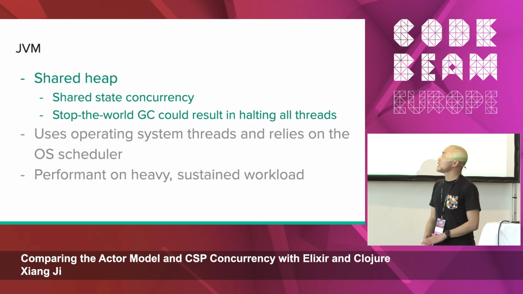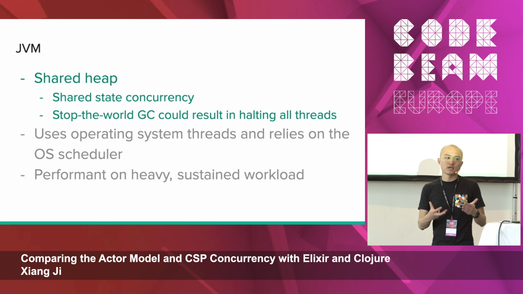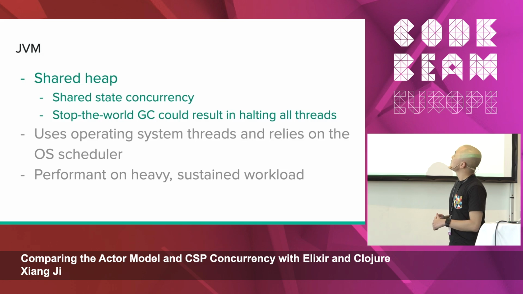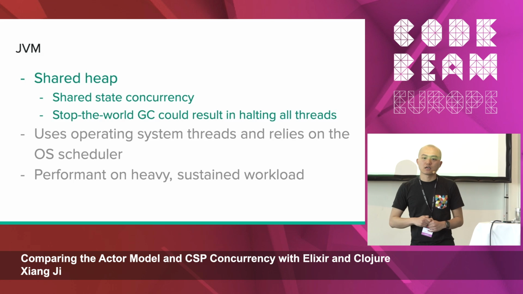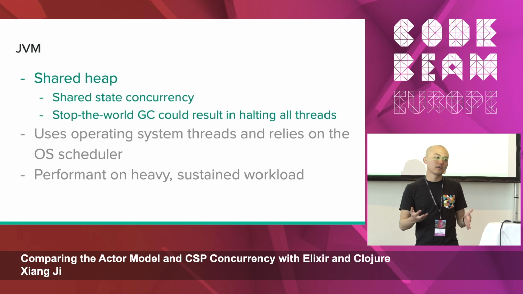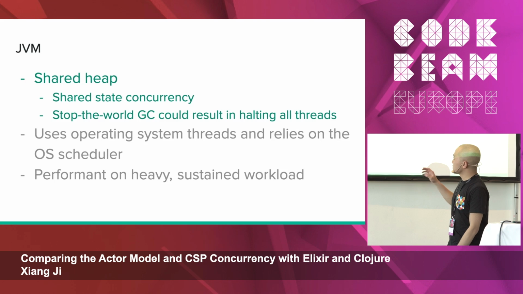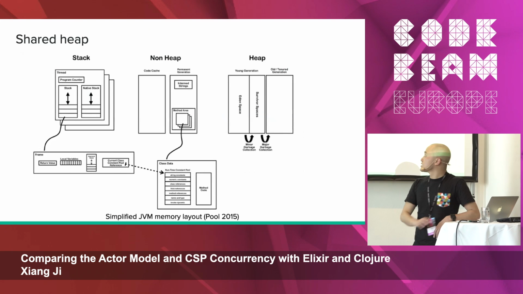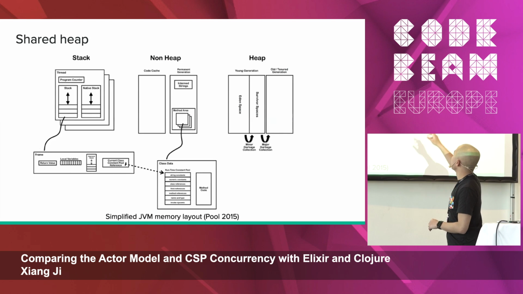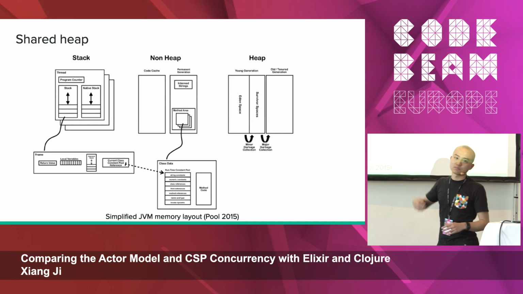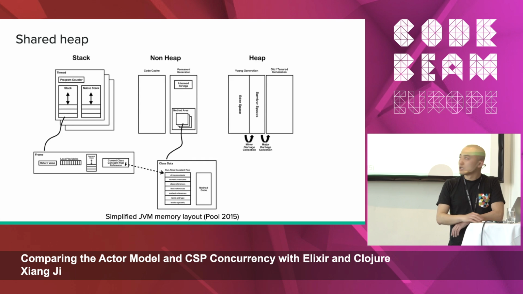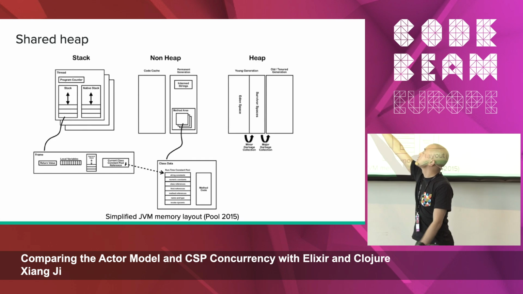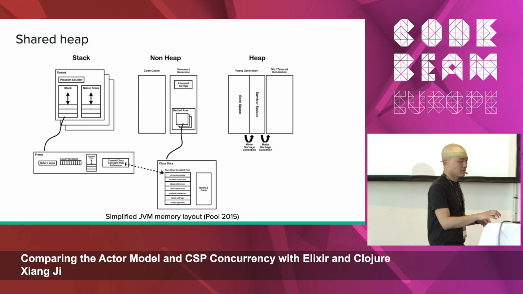So the JVM has a shared heap, so all threads share memory with each other. This enables shared state concurrency, which means threads can modify other threads' memory state or reach into their memory state. But then stop-the-world garbage collection could result in halting all the threads, because the heap is shared by all the threads, and when garbage collection happens, it will impact all of them. And the stack actually lives on the threads, which is different from the Erlang processes.